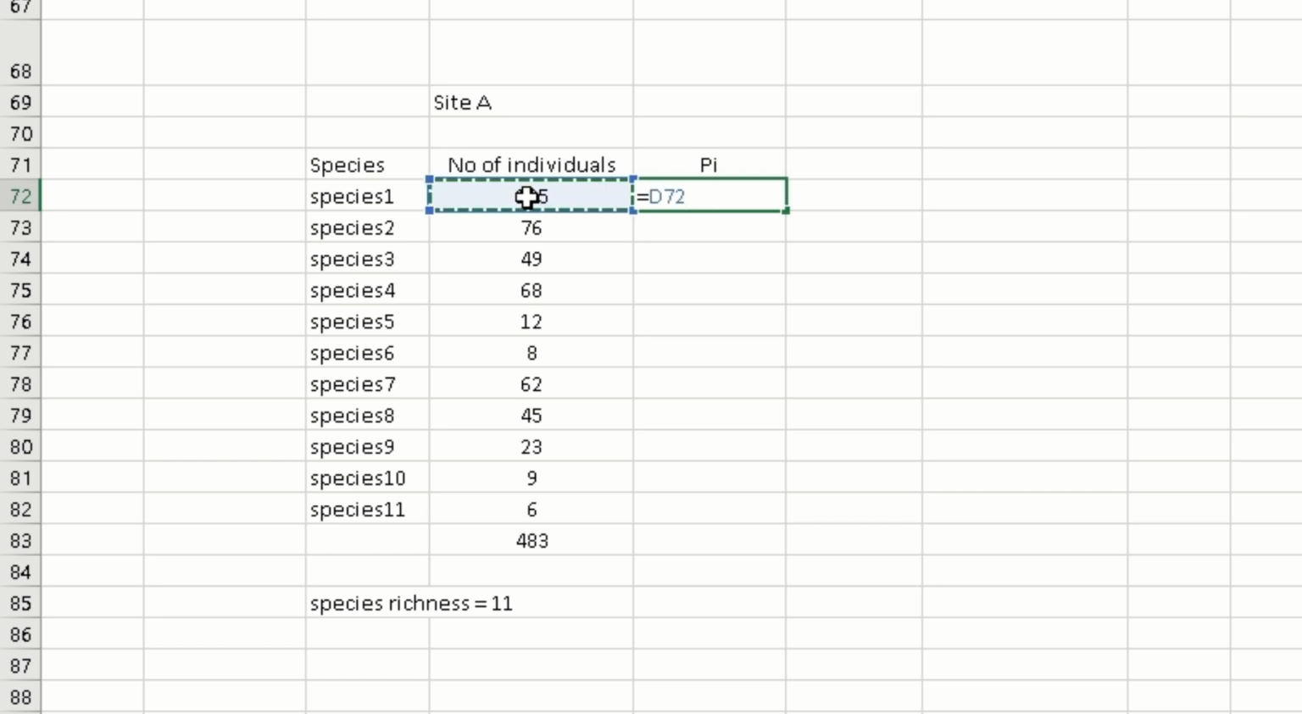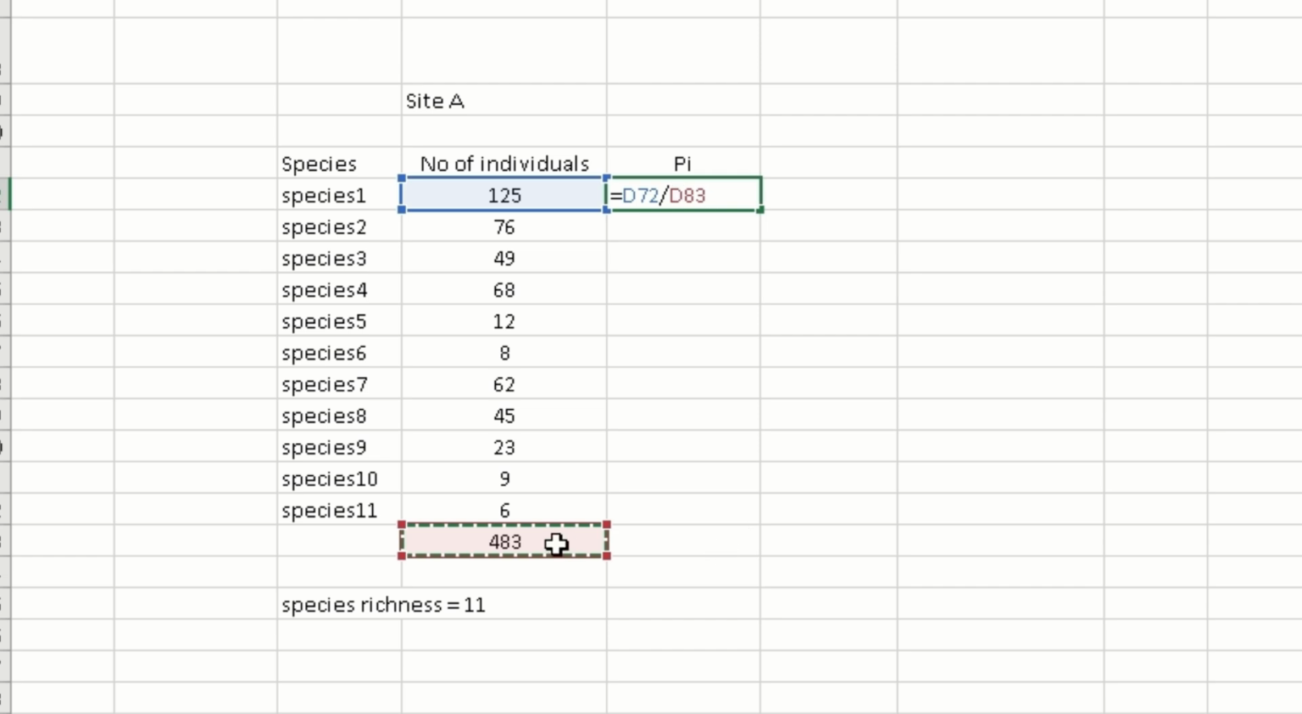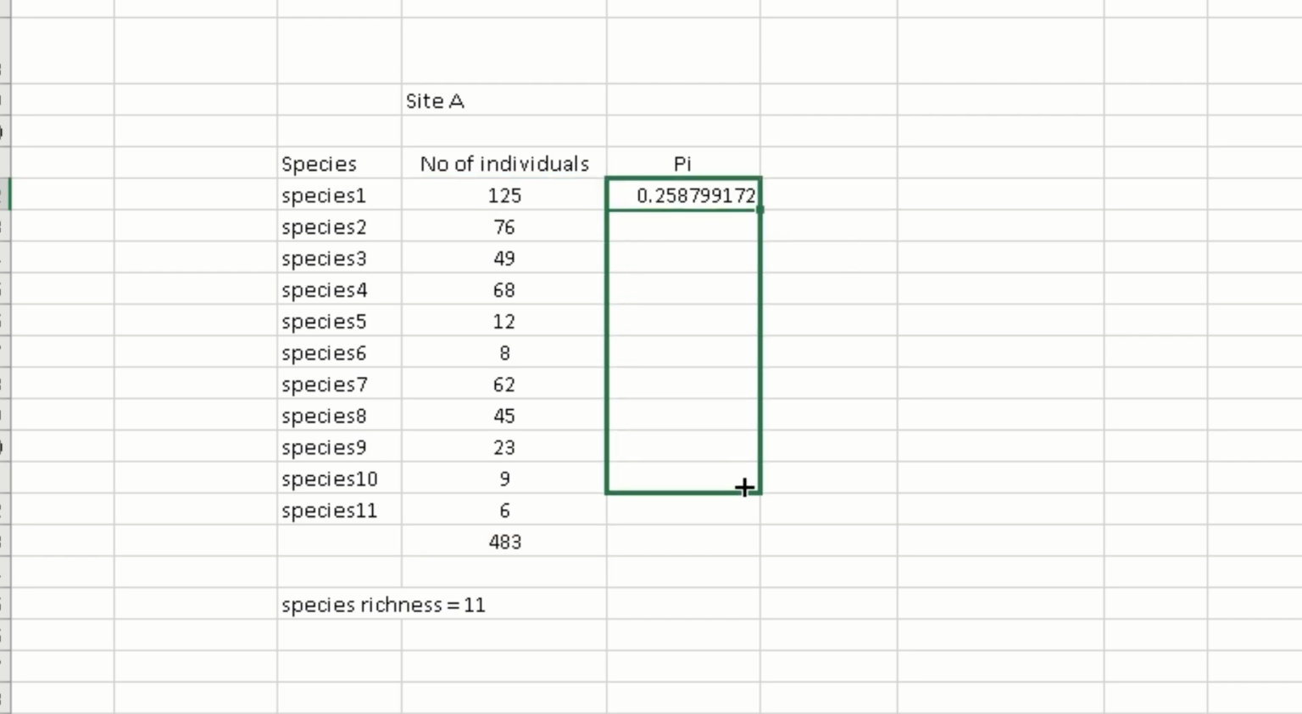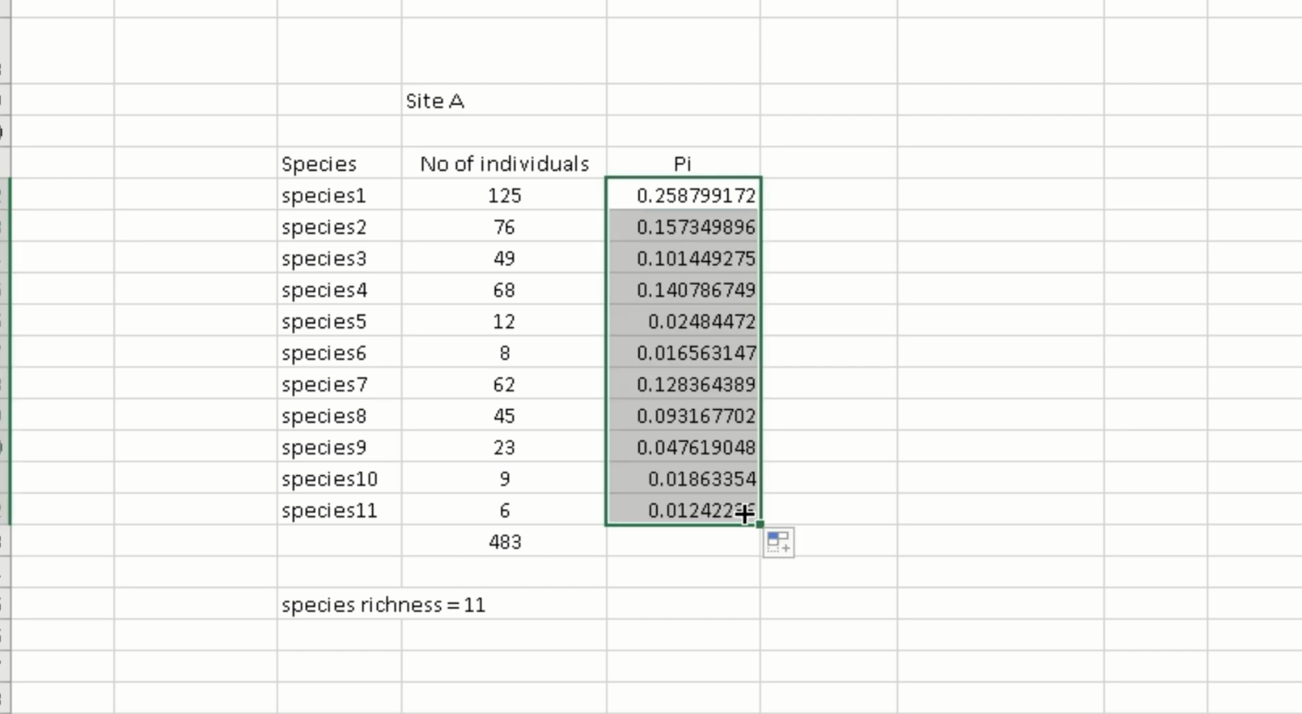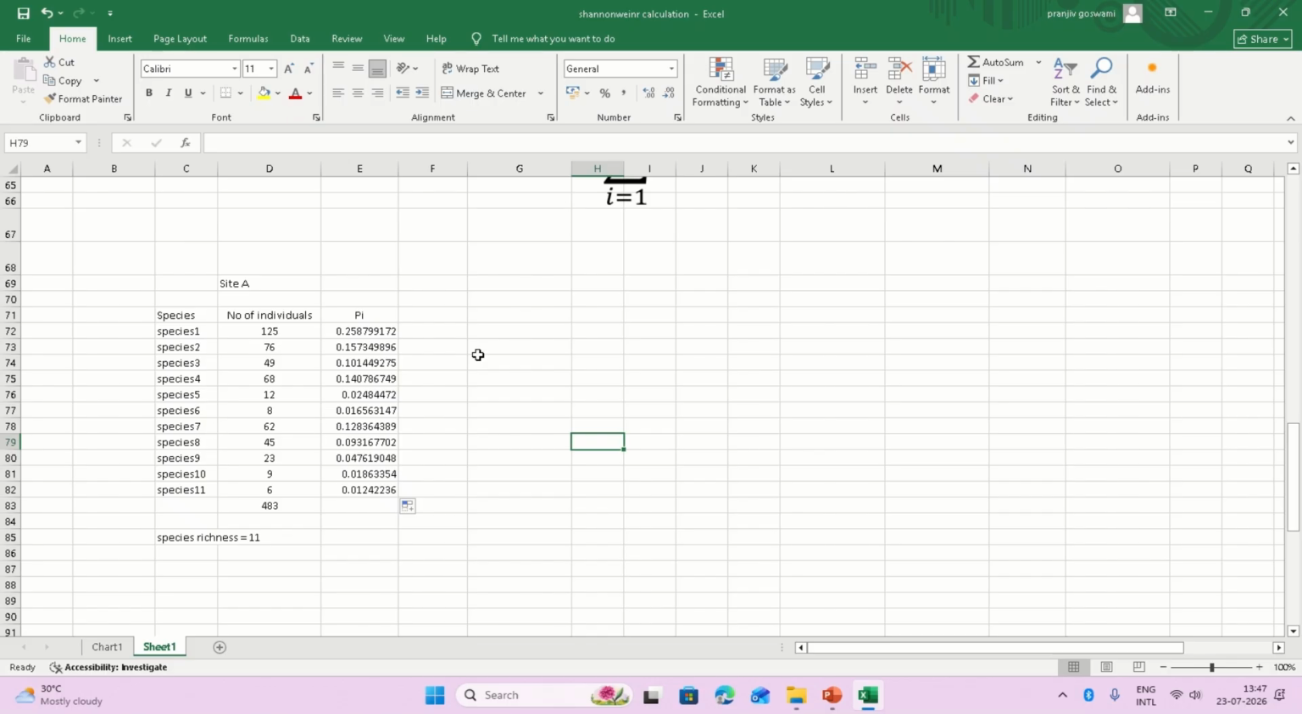125 divided by 483, which is fixed in each of the calculations. So we put the dollar sign here and here. Now we can copy this formula to the remaining cells to obtain the fractions of each species in the community.